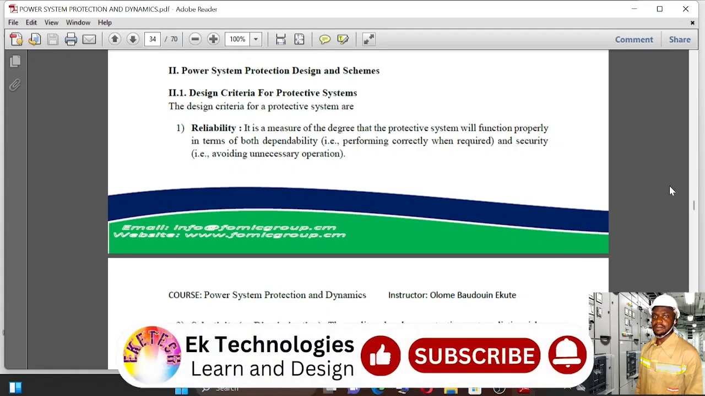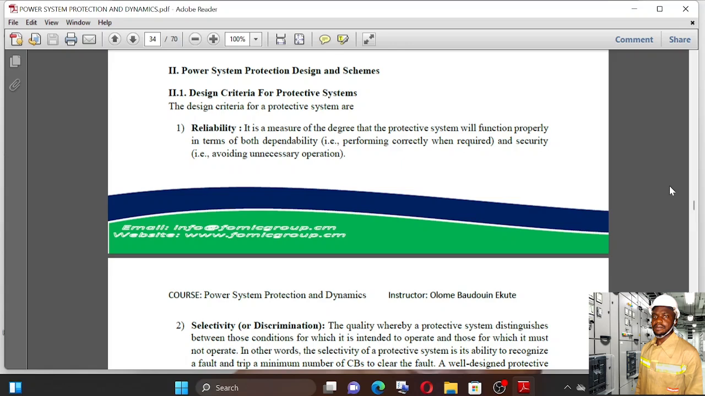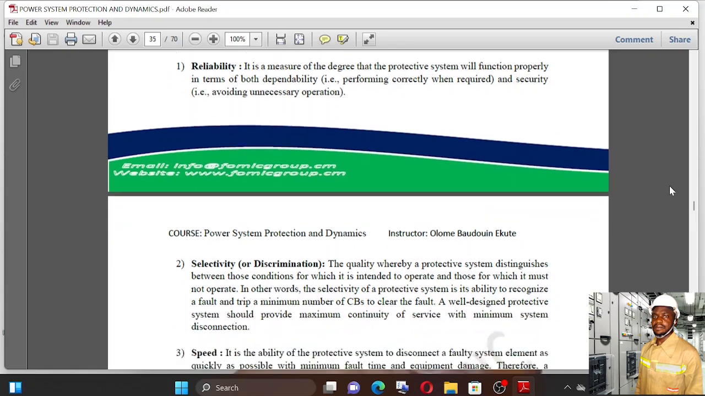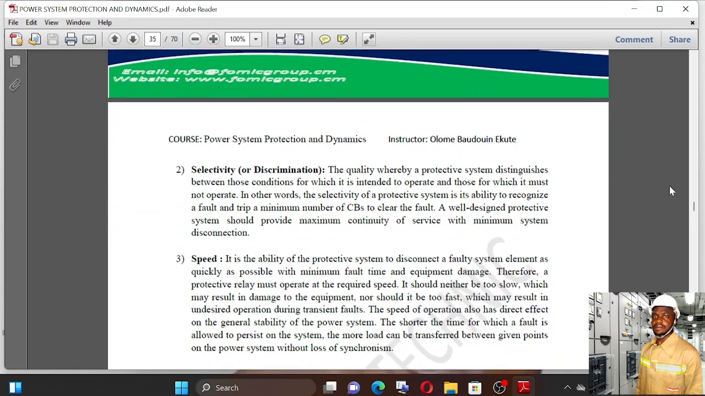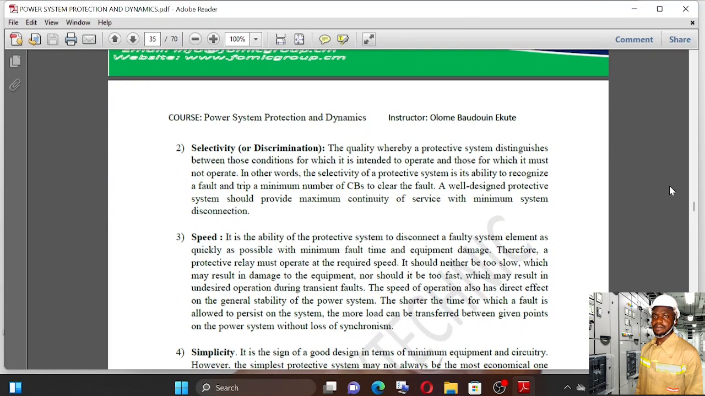Okay, we ended here, so we are going to continue with the various protection design and the various protection schemes. For the design criteria for a protective system, the protective system should be reliable in the sense that it should function properly in terms of dependability and security. So we must depend on the system to react correctly and appropriately, and also avoid unnecessary operations as an aspect of security.